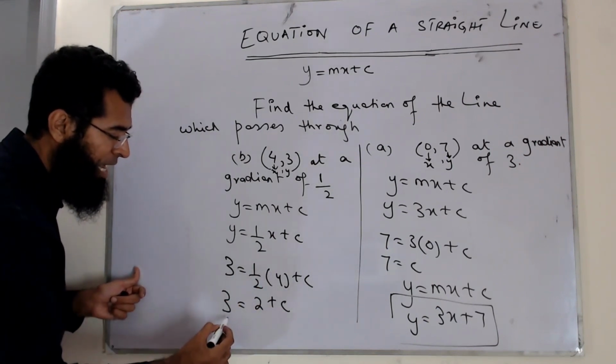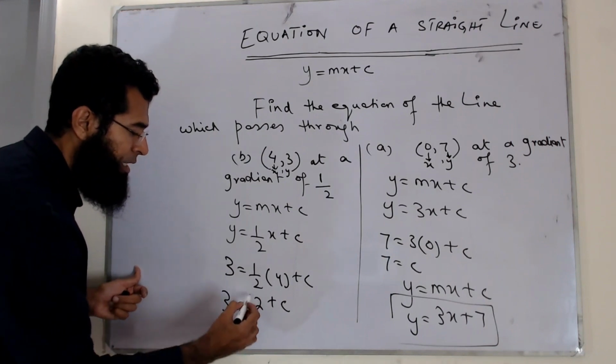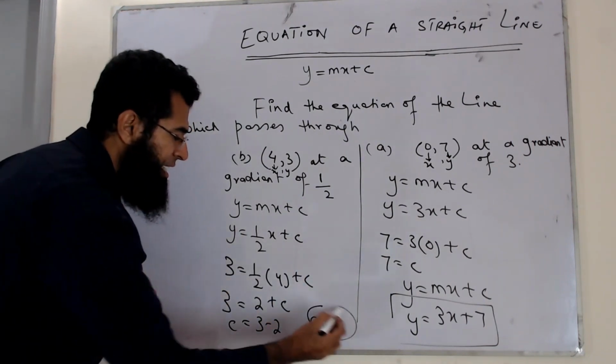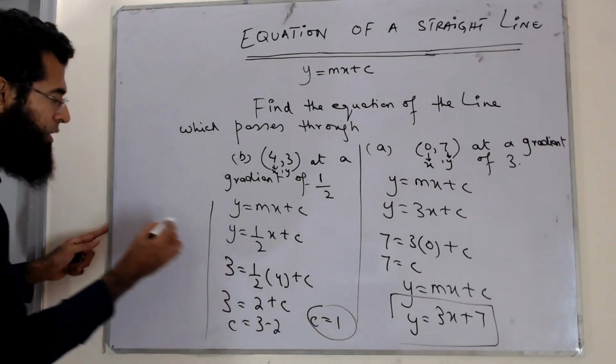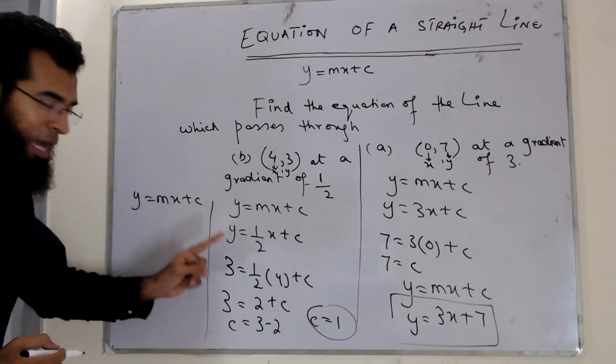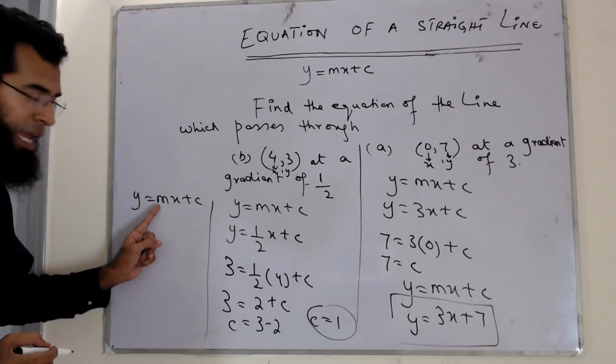So when you subtract this, c becomes 3 minus 2, which is 1. So c is 1. So what is your equation? That is y is equal to mx plus c. So just plug in the values of m and c.